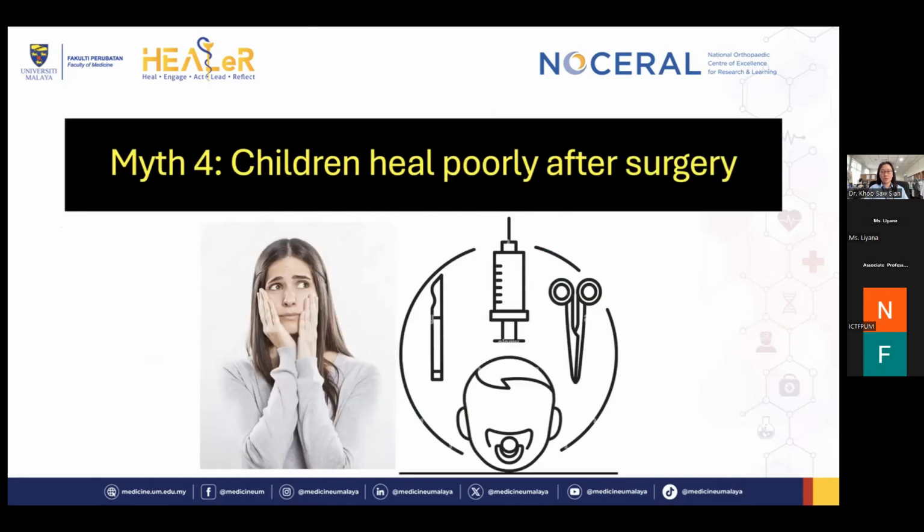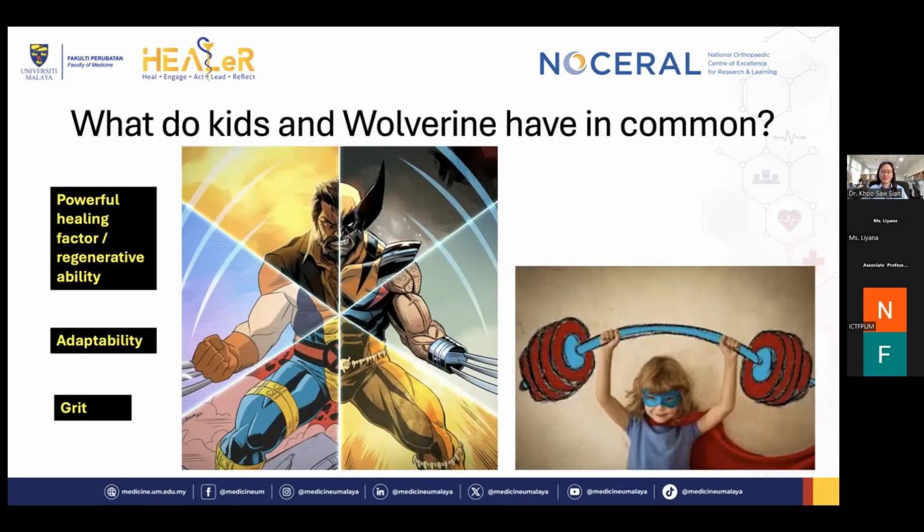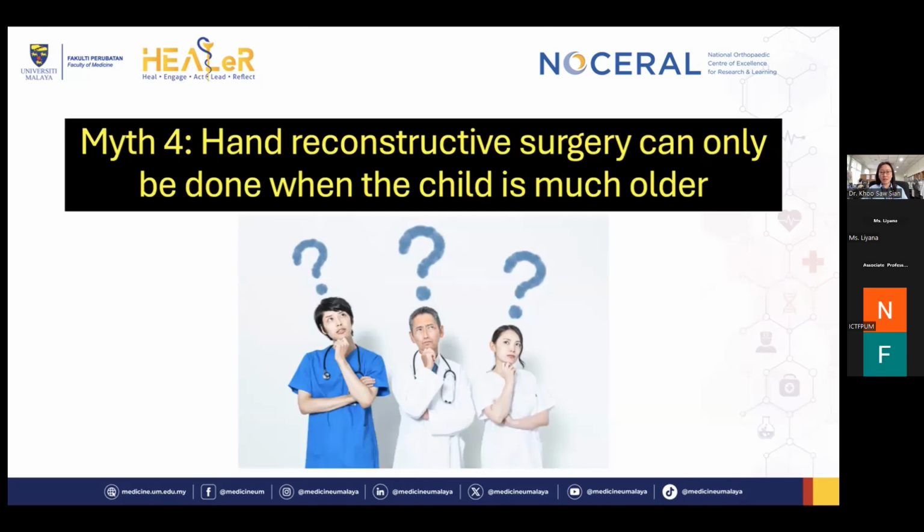So myth number 4 is children heal poorly after surgery. This is what I always say about kids. They are like Wolverine. Why? Because they have very, very good healing power. Their wounds just heal in no time, most of the time. And they have very good regenerative ability. Their bones heal, their tendons heal, their ligament connections heal very well. And they are very adaptable. They learn very fast. And they have grit. Try telling your child not to do this. They keep doing it.